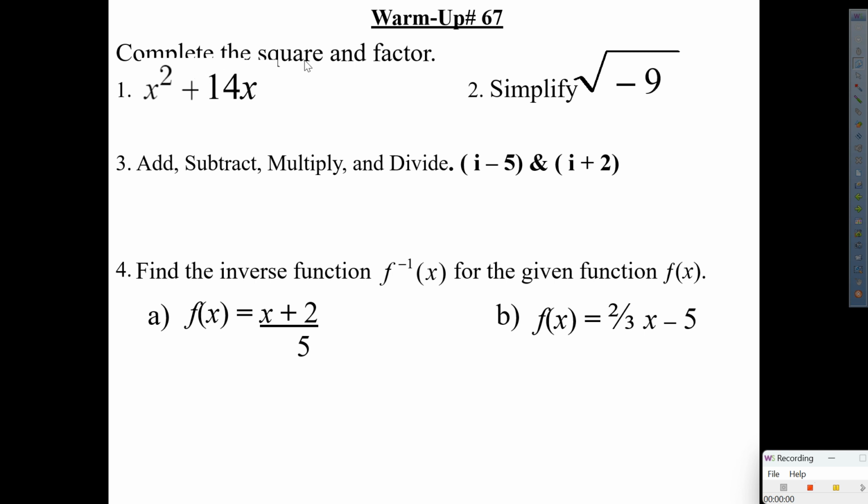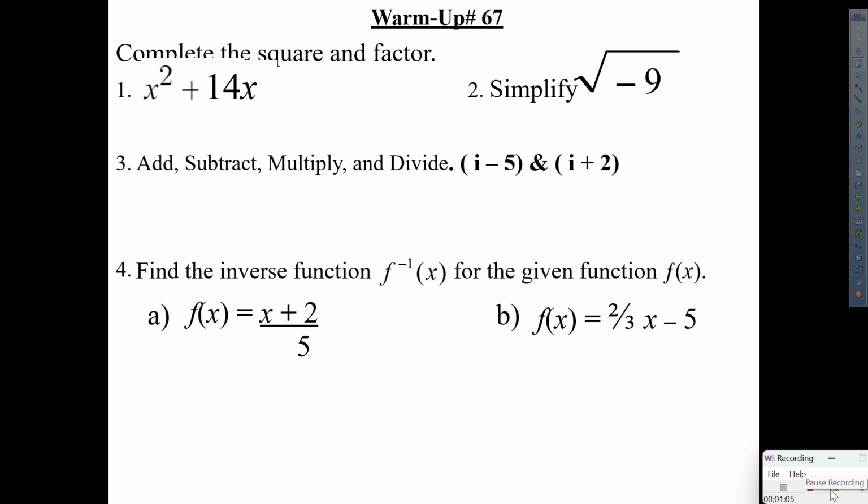Number 1 is complete the square. It gives us x squared plus 14x. Number 2 is simplify square root of -9. Number 3 is add, subtract, multiply, and divide. They give us two binomials, i minus 5 and i plus 2. And number 4, A says find the inverse function of f of x, and they give us for A, f of x equals x plus 2 over 5. And for B is f of x equals 2/3 x minus 5. I'll give you guys some time for that.